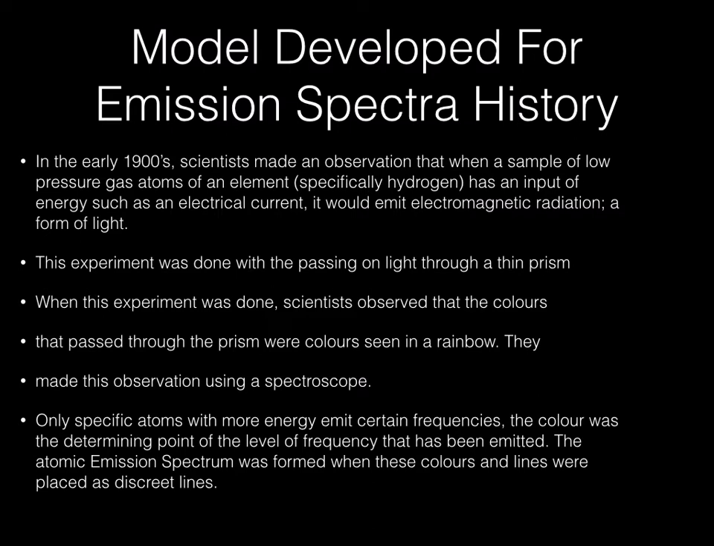Only specific atoms with more energy emit certain frequencies. The color was the determining point of the level of frequency that has been emitted. The atomic emission spectrum was formed when these colors and lines were placed as discrete lines.